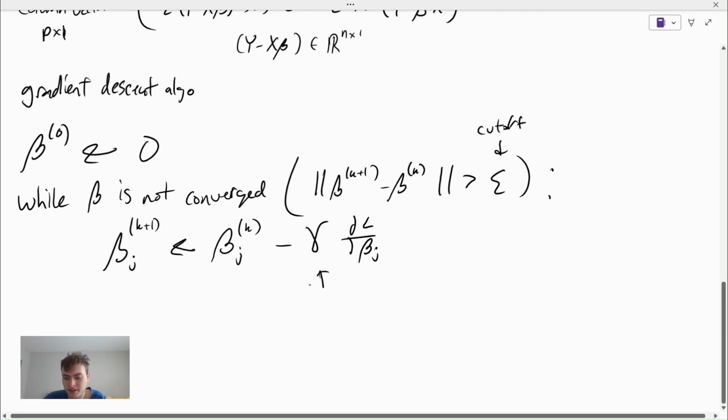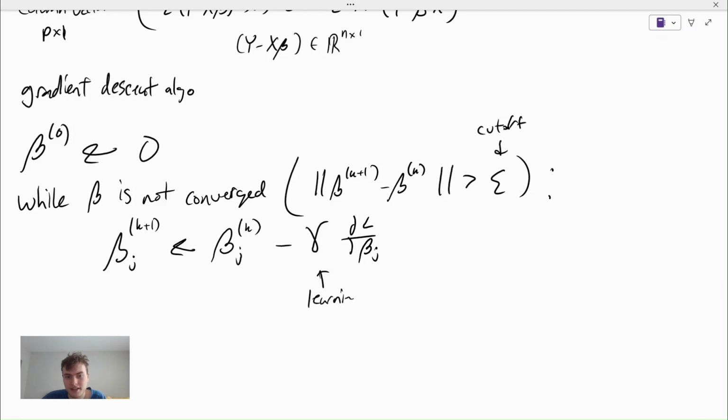And so gamma we haven't talked about before. This is a new parameter specific to gradient descent. It's called the learning rate. So whenever we do gradient descent, we have to choose a learning rate. And what does that mean? Well, it scales how big this step size is. If gamma is big, then our transition to beta k plus 1 is going to have a larger difference. If we have gamma equals 1, we're going to make a big step between each beta. If we have gamma equals 0.01, then we're going to make a tiny step between each beta.